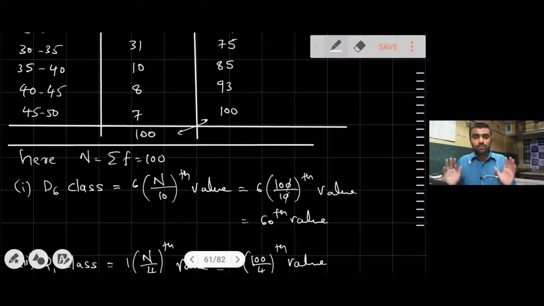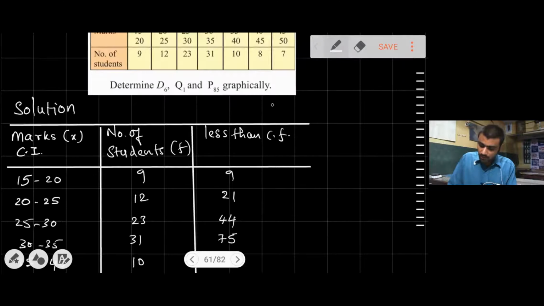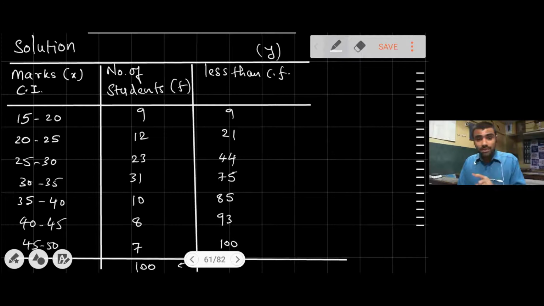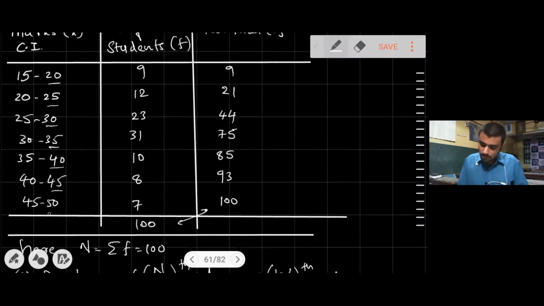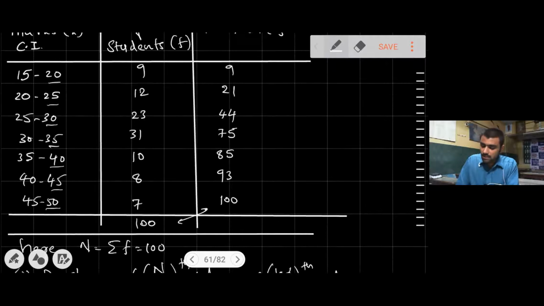Now first we have to prepare the graph, and for that the less than CF is going to be plotted on the y-axis, as we are preparing the less than cumulative frequency curve. So which class boundary do we have to use, upper class boundary or lower class boundary? Here we have to consider the upper class boundaries against the less than cumulative frequency values. So we have to get ready with the x-axis and y-axis. For the x-axis the upper class boundaries are ready, and on the y-axis, according to the less than CF, we have to go up to the highest value of 100.